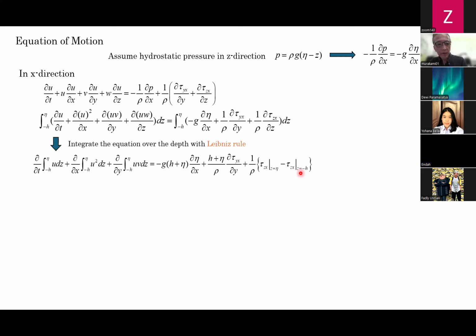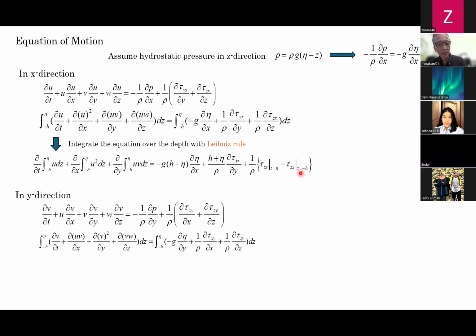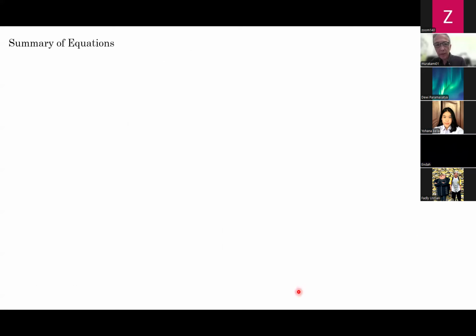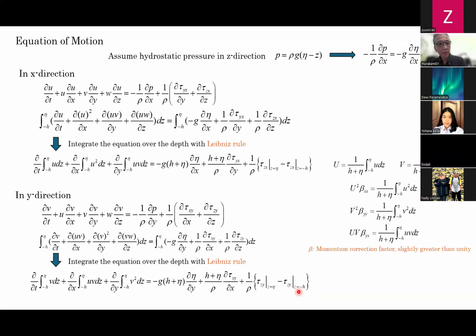Okay, and this is the equation of motion in the Y direction, and we also integrate this equation using the Leibniz rule. After applying it, this equation in the Y direction also includes tau, the shear stress on the surface and the shear stress on the bottom. These two equations of motion are also governing equations.